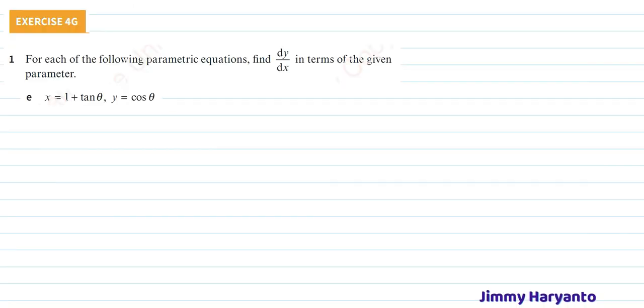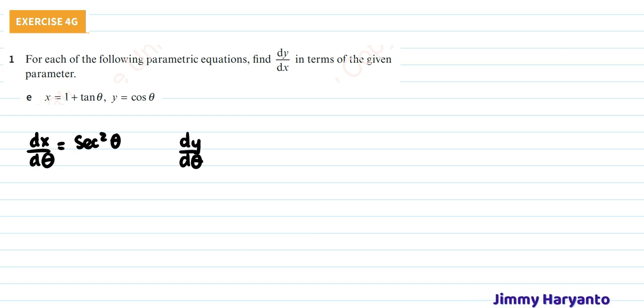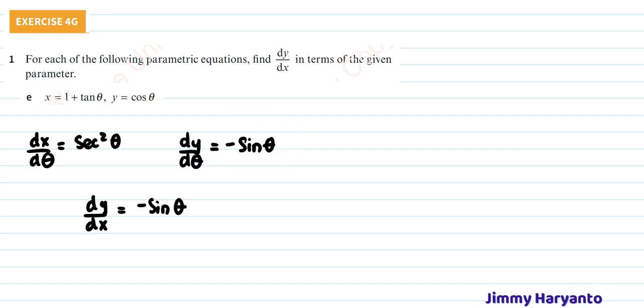Next is question 1e. As usual, we find the dx over d theta first. So this one, the 1 will become 0. The tangent will become secant theta. Oh, my bad. Should be the dx over d theta. And then this one, we have y equals cos theta. That means dy over d theta equals negative sine theta. That means dy over dx equals dy first, negative sine theta over dx is secant squared theta.